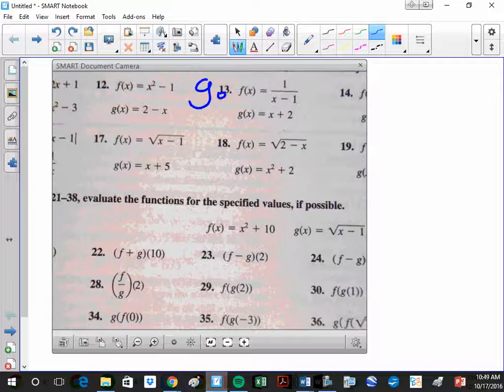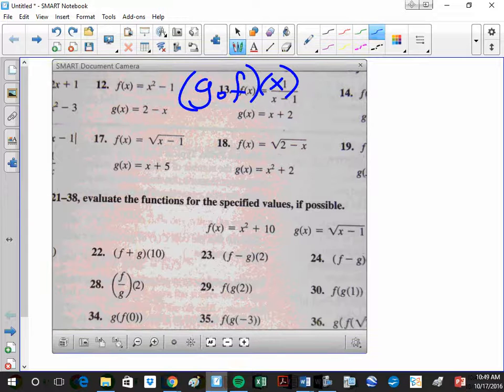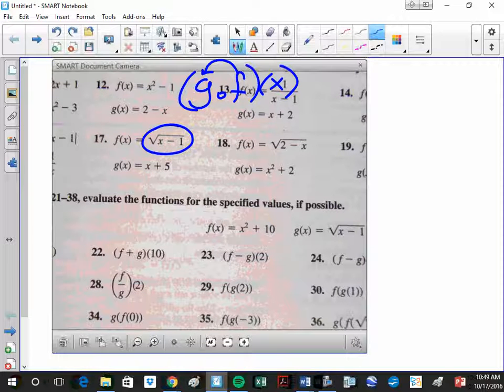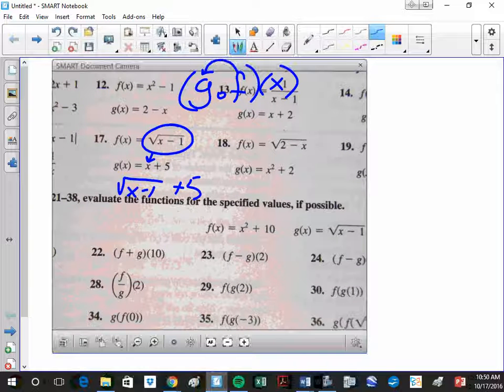g of f of x. That means we take f and we stick it into g. So this goes here. So that's the square root of x minus 1, plus 5. Does the original have any domain restrictions? x has to be bigger than or equal to positive 1.